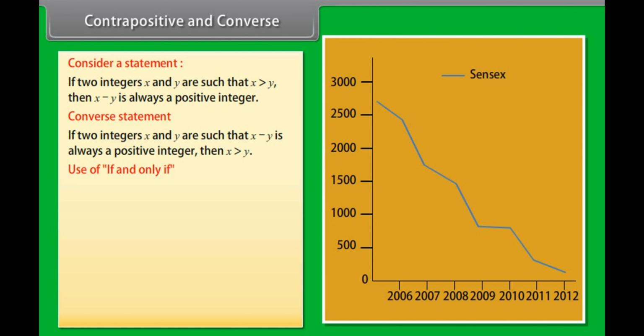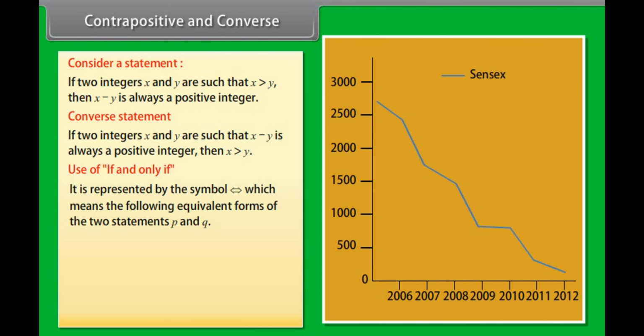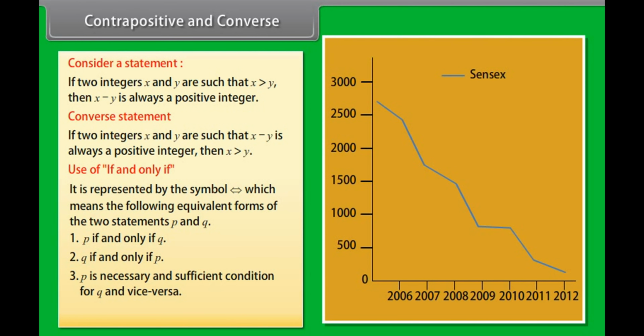Use of if and only if. It is represented by the symbol if and only if, which means the following equivalent forms of the two statements P and Q: P if and only if Q. Q if and only if P. P is a necessary and sufficient condition for Q and vice versa. P if and only if Q.